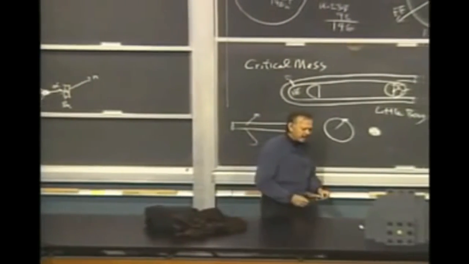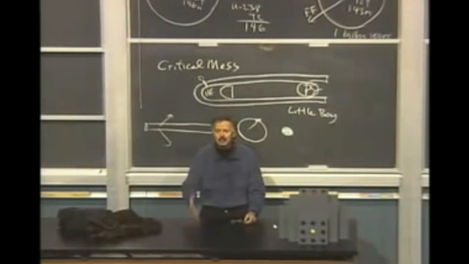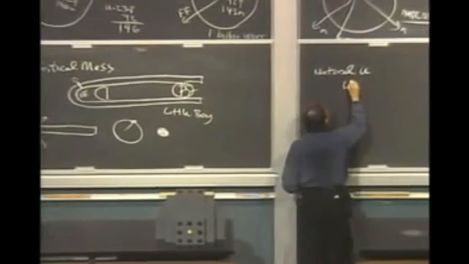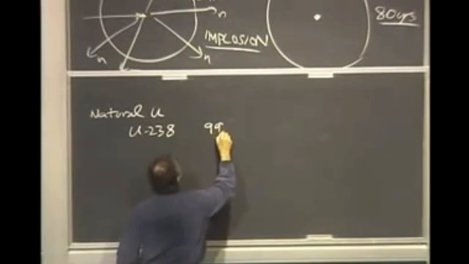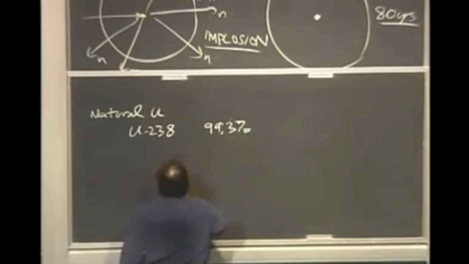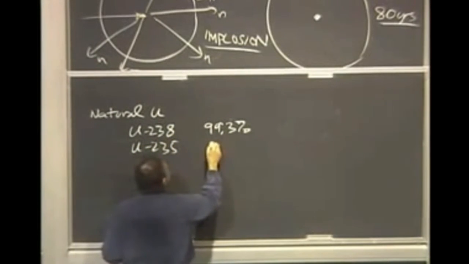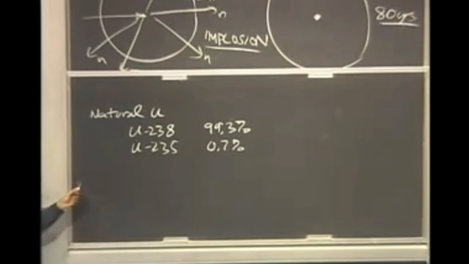So how do you get this uranium? As I said, it's not hard to get the uranium. You can do it from granite. Nobody bothers. You go to uranium ores. But then what you get is natural uranium, which is uranium-238. Uranium-238 is 99.3%. And then the uranium-235, which is mixed in with it, is 0.7%. Now, if you keep them mixed, it will not work.